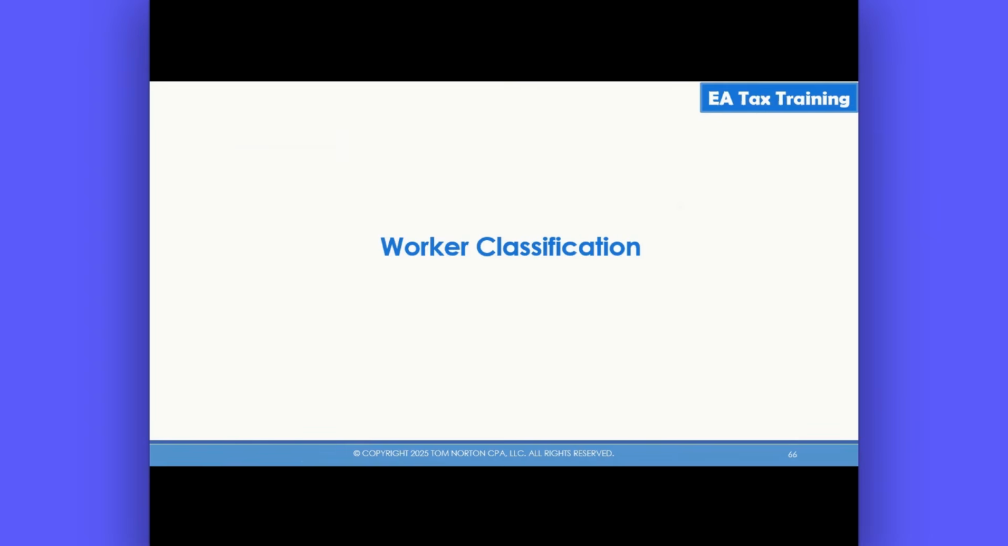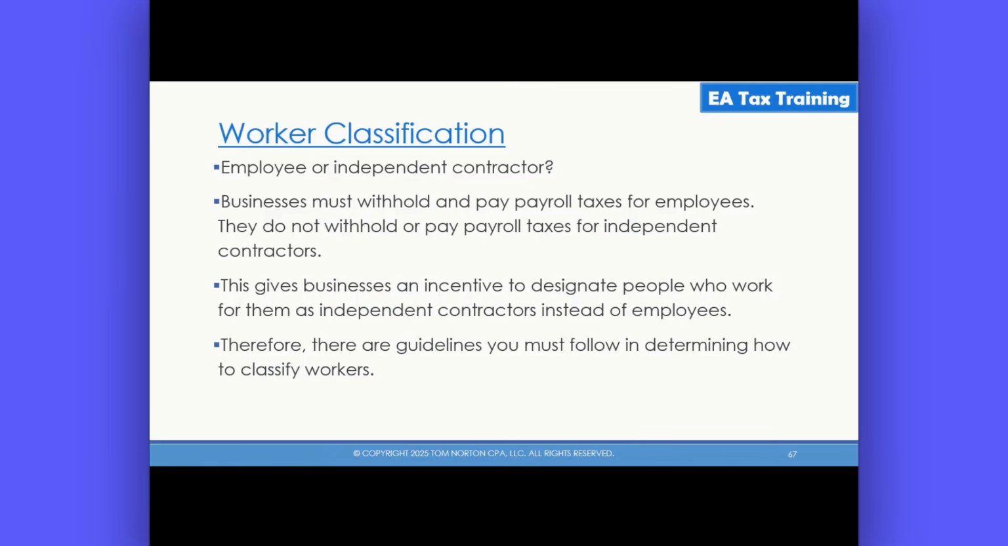Our last topic for this video is worker classification. This has to do with whether people who do work for the business are considered employees or independent contractors. As we discussed, businesses must withhold and pay payroll taxes for employees. They do not have to withhold or pay payroll taxes for independent contractors. This gives the businesses an incentive to designate people who work for them as independent contractors versus employees. Therefore, there are guidelines you must follow in determining how to classify workers. So this can be a very big deal.